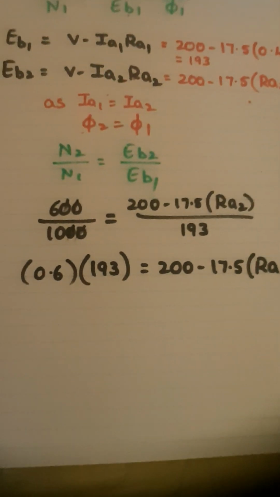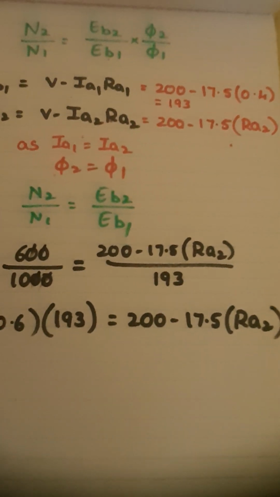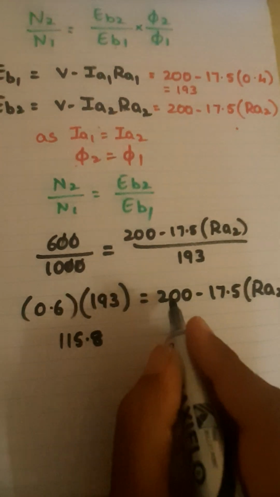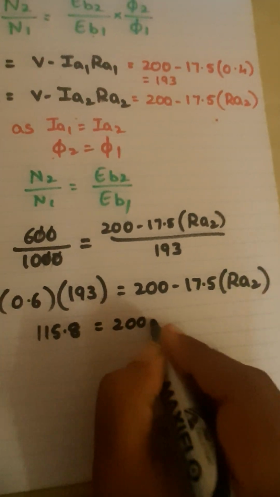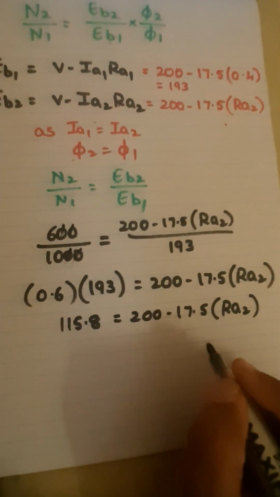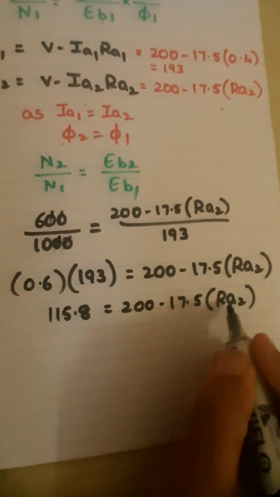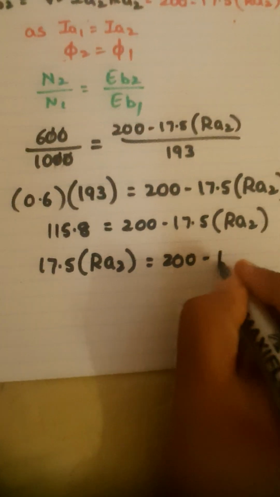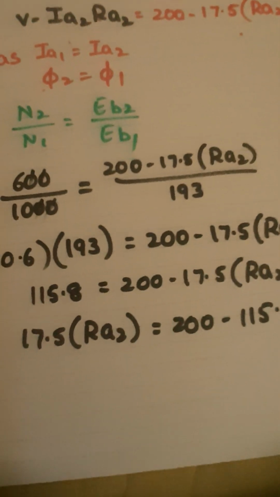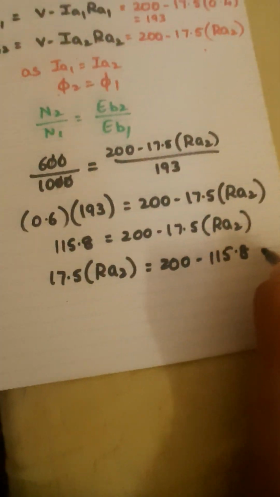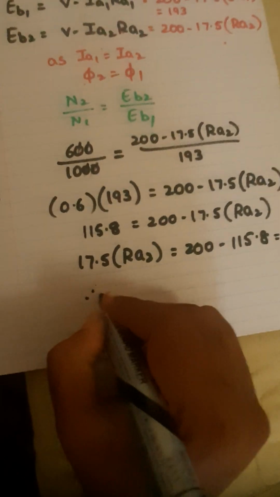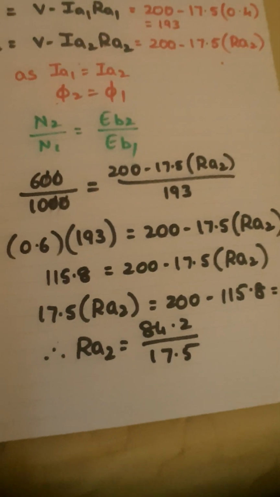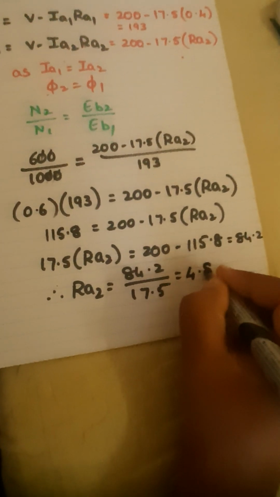Let me use the calculator. 193 into 0.6 is 115.8. So 115.8 equals 200 minus 17.5 into RA2. Bringing RA2 to this side, 17.5 into RA2 equals 200 minus 115.8, which is 84.2. Therefore RA2 equals 84.2 divided by 17.5, which is 4.8 ohms.